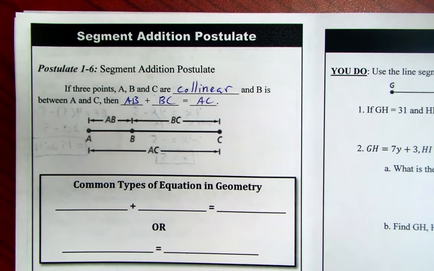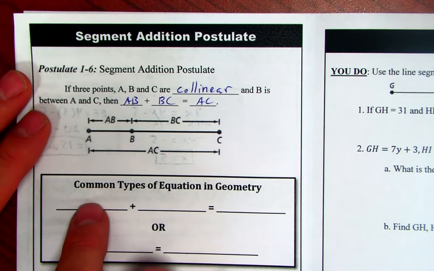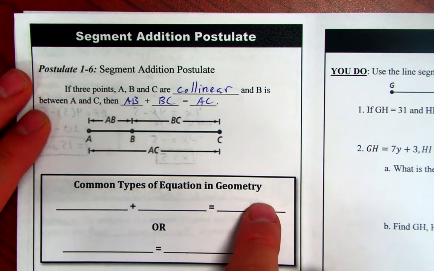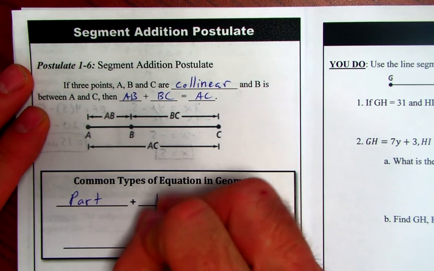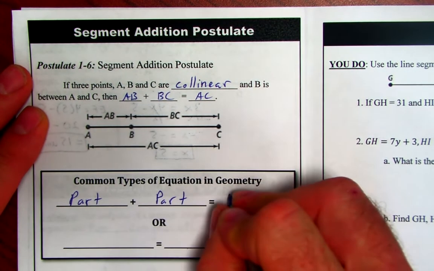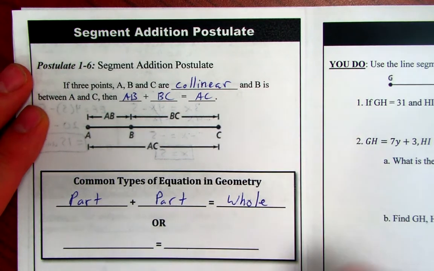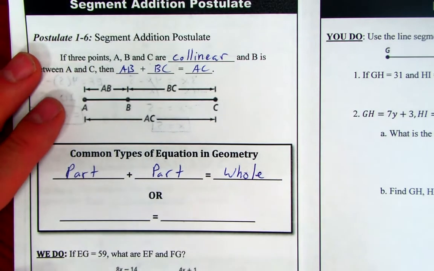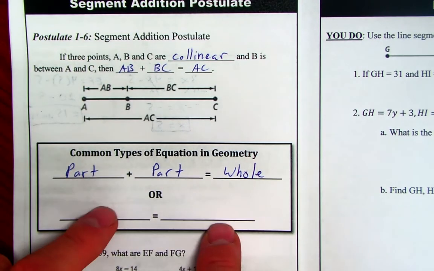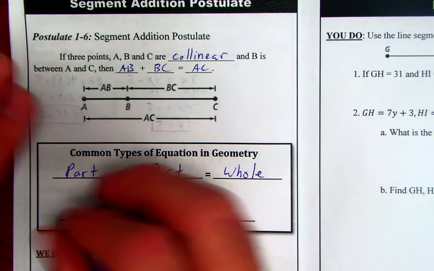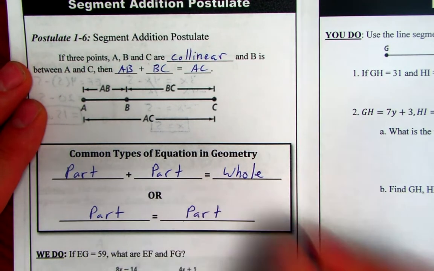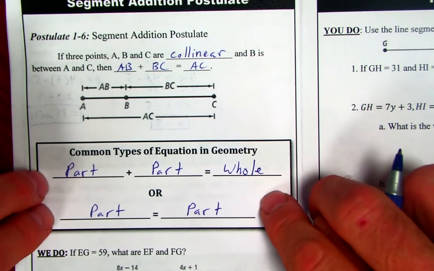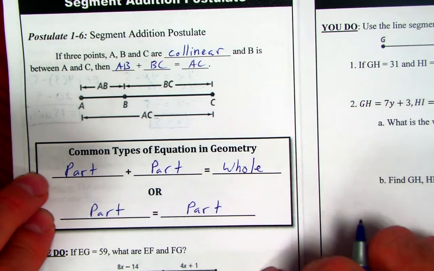That whole theme of part plus part equals whole comes around quite a bit in geometry, so we're just going to write it down. Common types of equations. One is part plus part equals whole. It's not going to show up all the time, but you're going to see it a lot. And another one, especially when we're dealing with bisectors, is one part is equal to another part. So those are two common formats for equations that we're going to see.